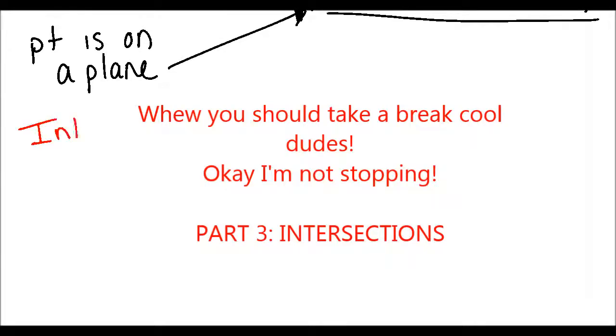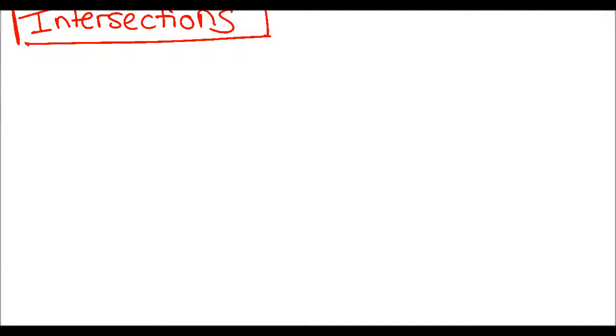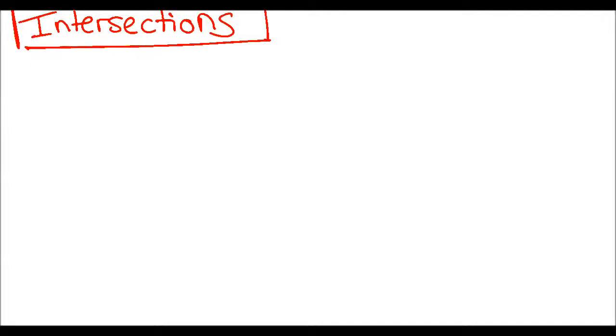Part 3. Intersections. Okay, intersections. Intersections could happen between 3 different things. They can happen between lines, they could happen between a line and a plane, or they could happen between 2 planes.